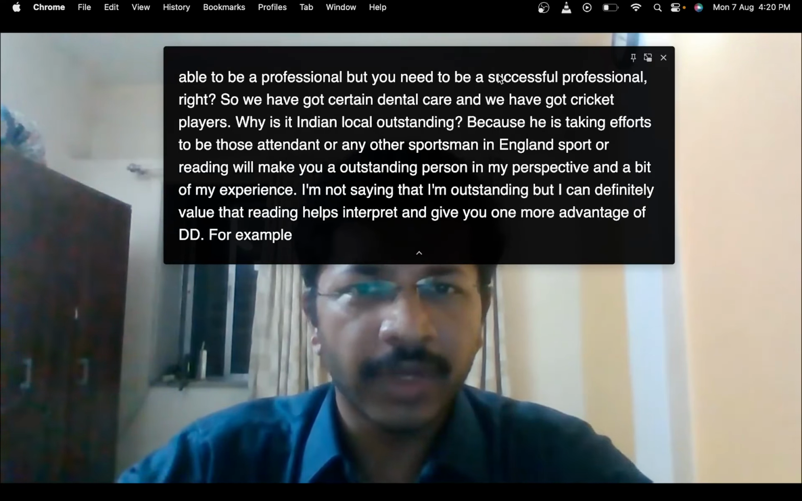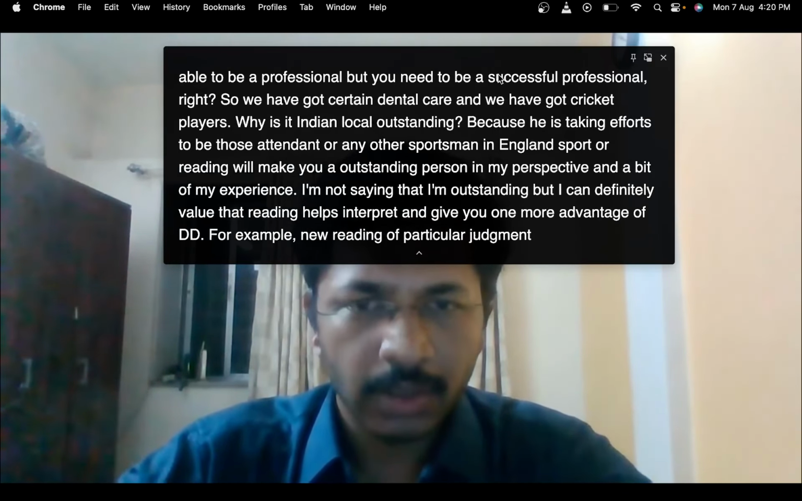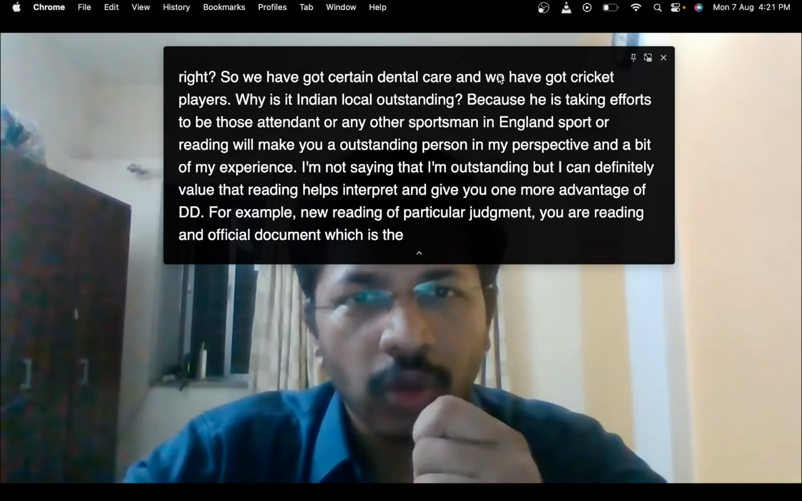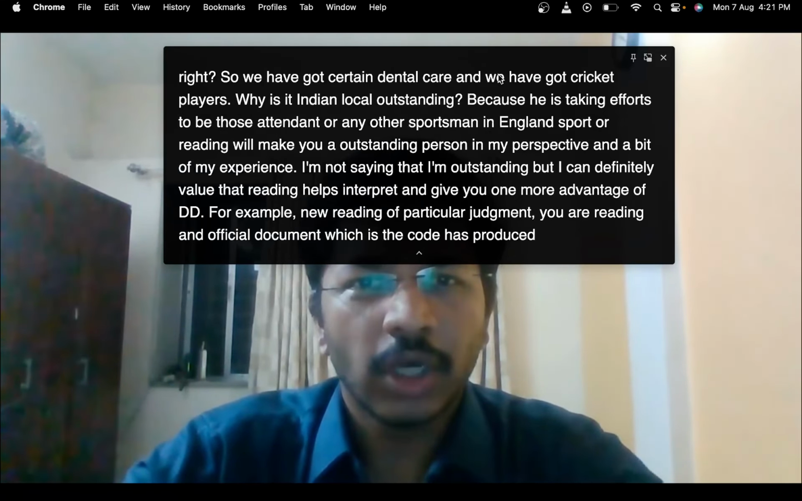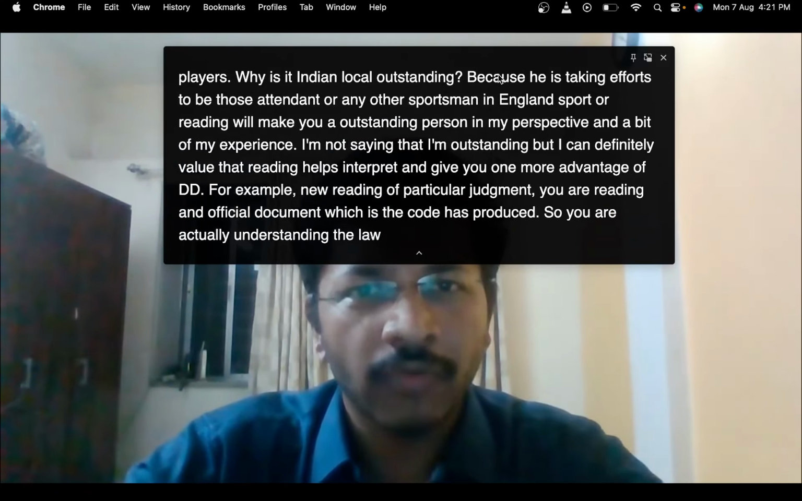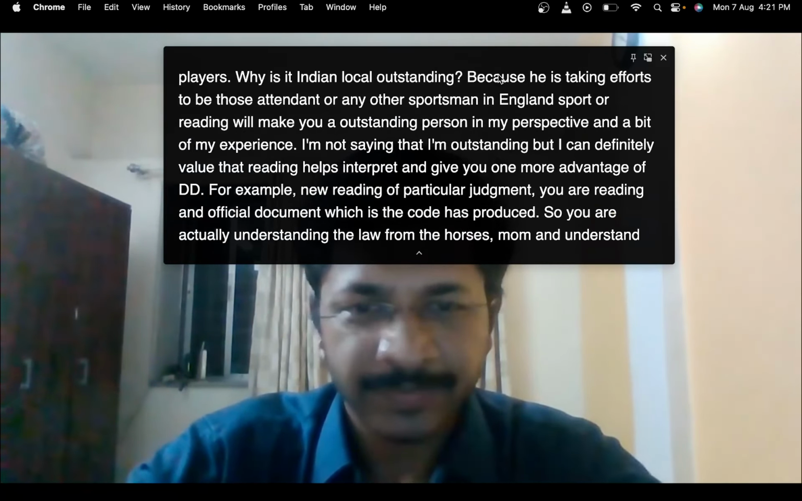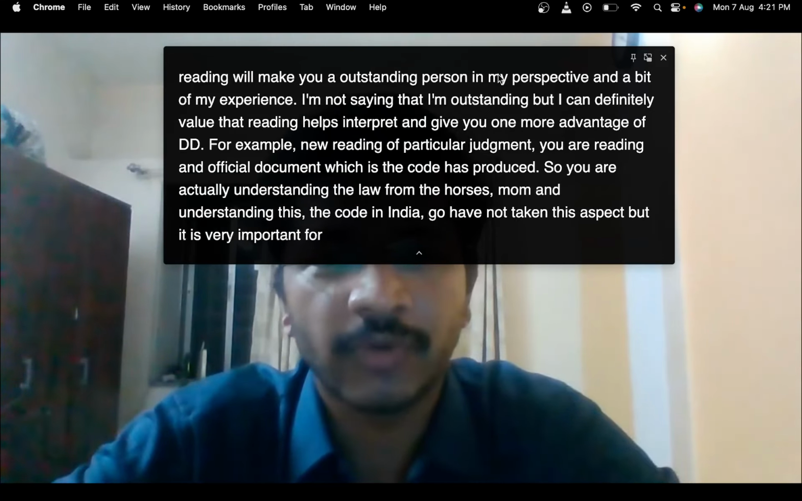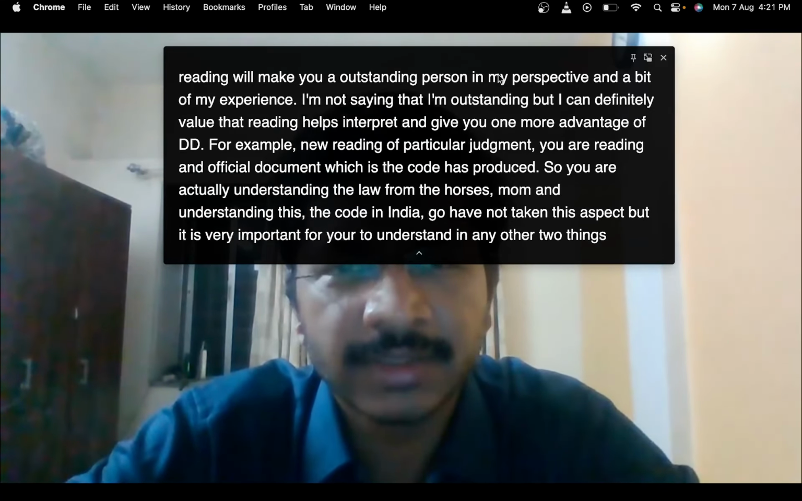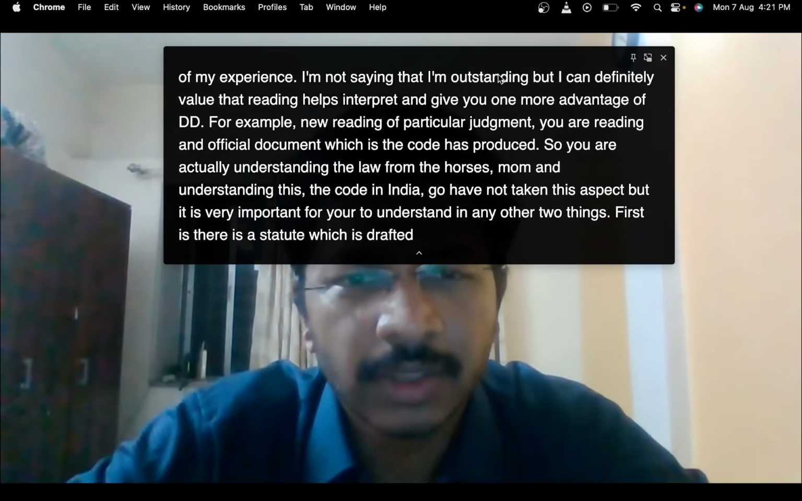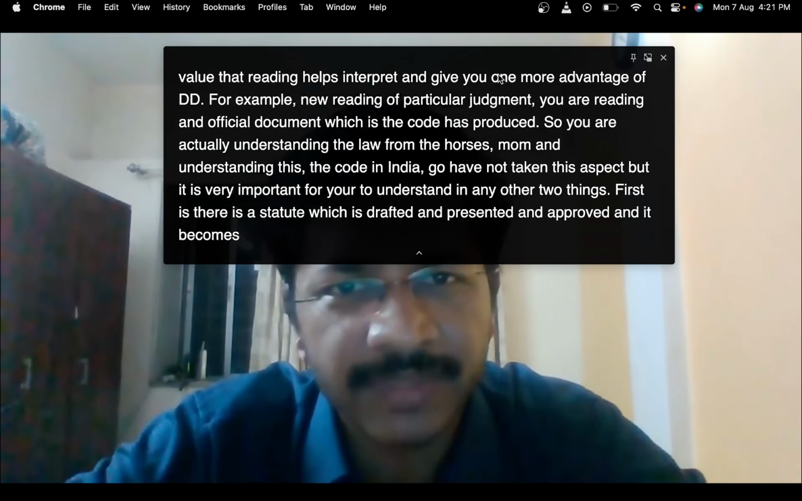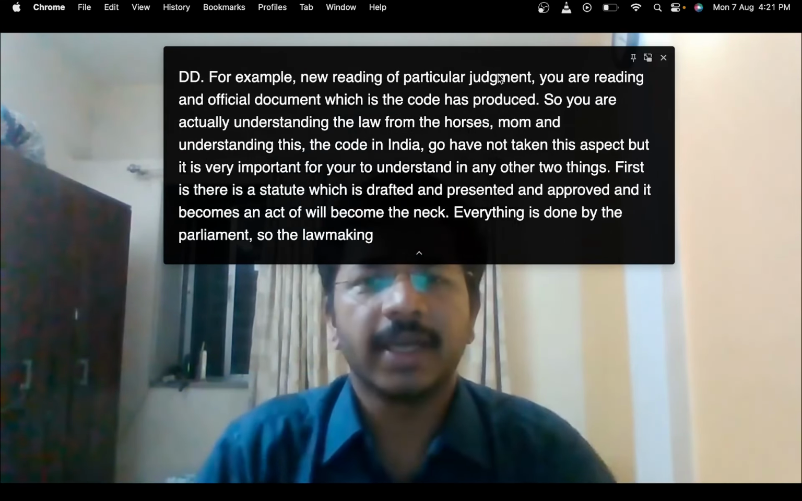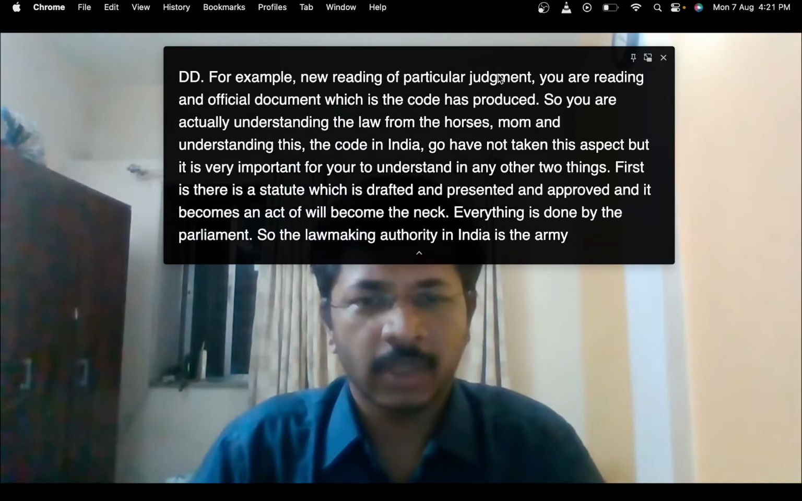For example, when you are reading a particular judgment, you are reading an official document which the court has produced. So you are actually understanding the law from the horse's mouth. That is the court. In India, though I am not taking this aspect, it is very important for you all to understand. In India, there are two things. First is there is a statute which is drafted and presented and approved, and it becomes an act, a bill becomes an act. Everything is done by the parliament. So the law-making authority in India is the parliament, Lok Sabha and Rajya Sabha.